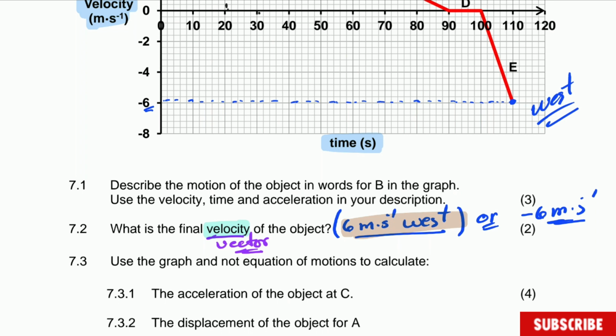Okay, so let's go to question 7.3. In this question, they said use the graph and not equation of motion to calculate. So you have to use the graph to calculate the acceleration of the object. Now, remember, in a velocity versus time graph, the acceleration will be given by the gradient, or the gradient will represent the acceleration. We have to use the gradient because they say use the graph and not equation of motion. So you cannot go to formulas.